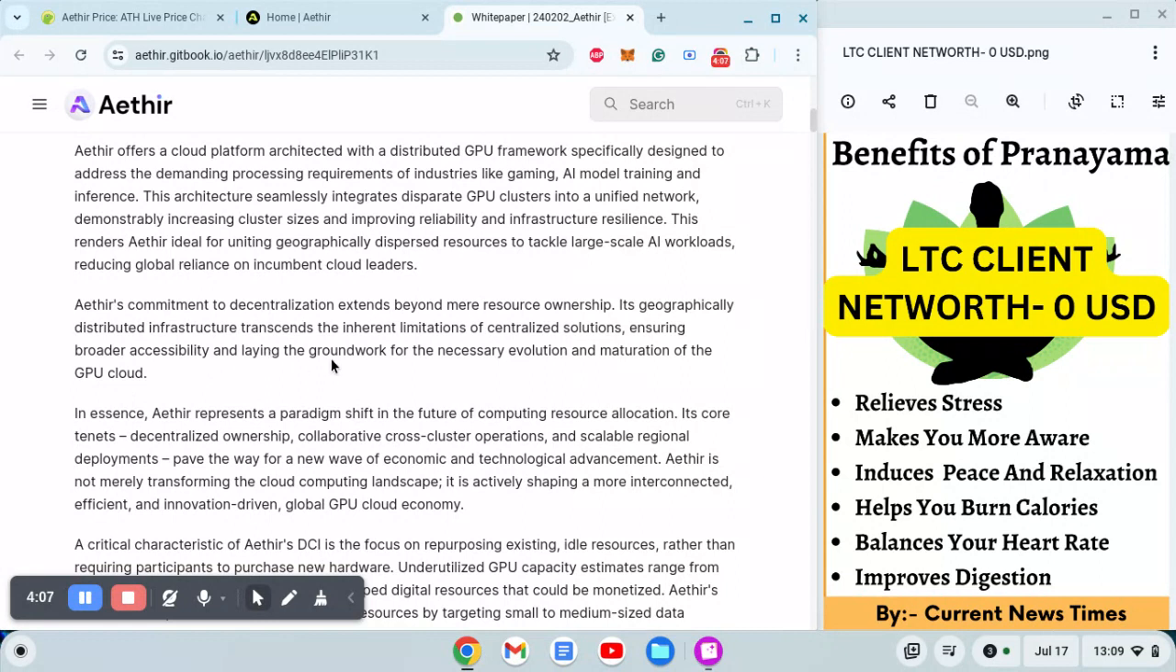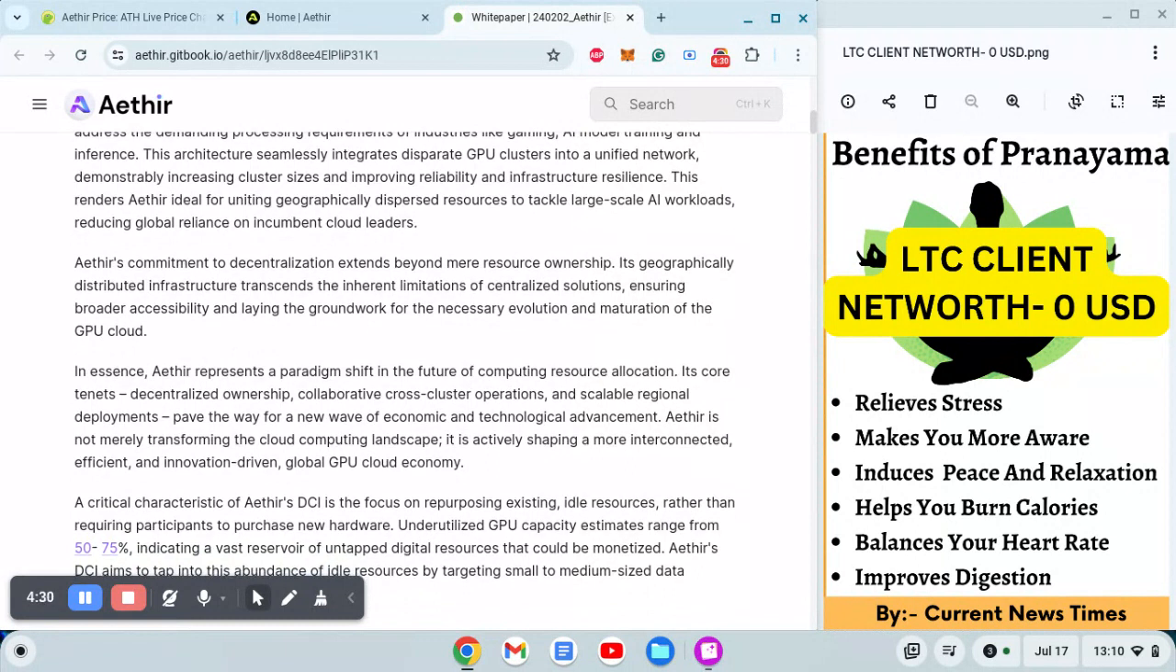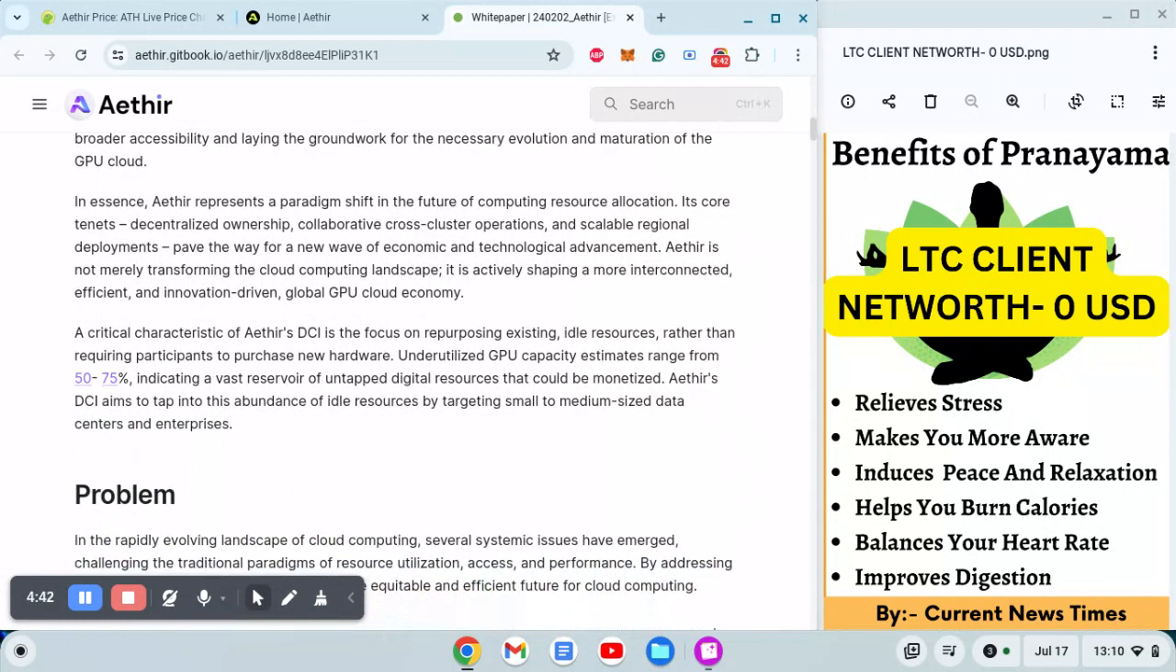So basically, let's say that you have unused processing power in your laptop or PC, then you can probably connect it with the Aethir network with probably some technical skills, and then they can utilize it and give it to the big companies or people who can use it, and that's how this infrastructure works. And probably you will get a lot of rewards in the Aethir token, ATH token, for providing your unused GPU services. In essence, Aethir represents a paradigm shift in the future of computing resource allocation.